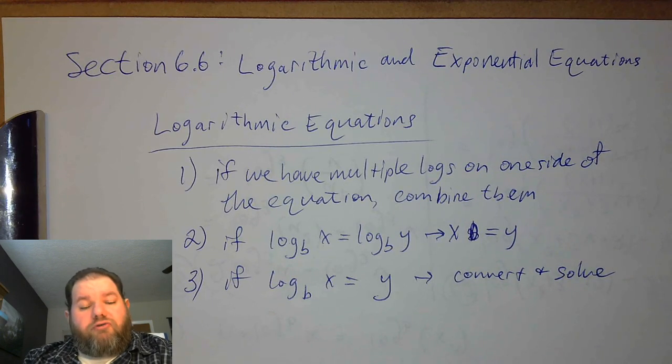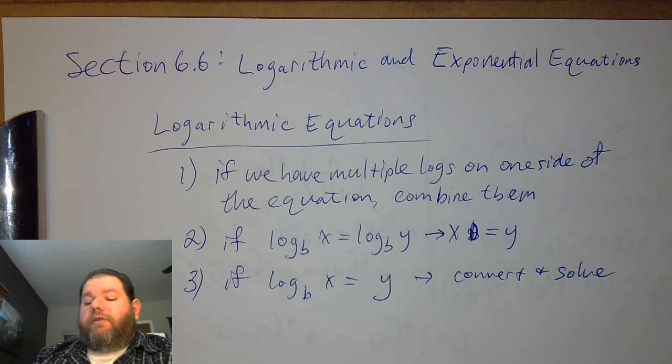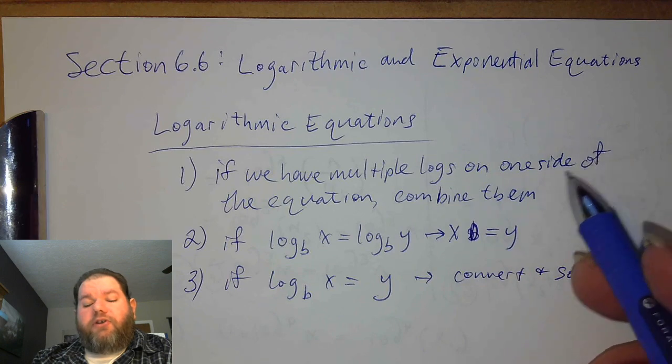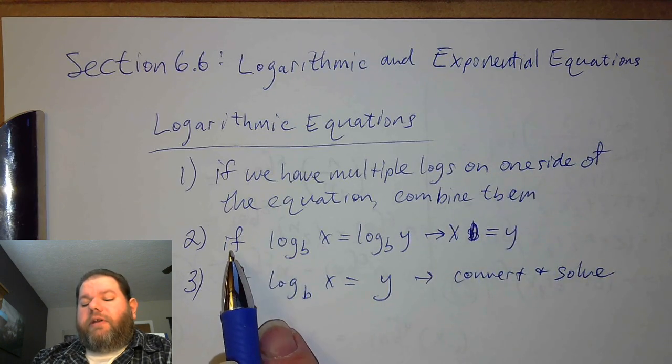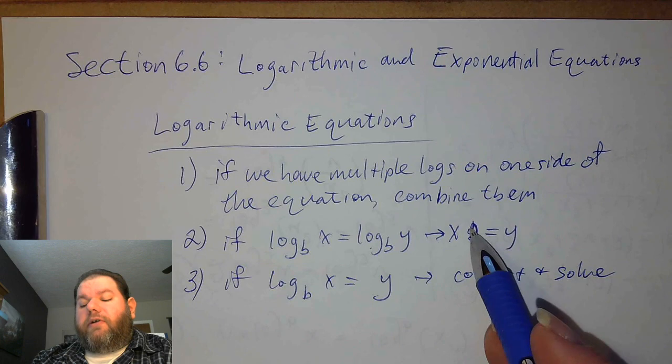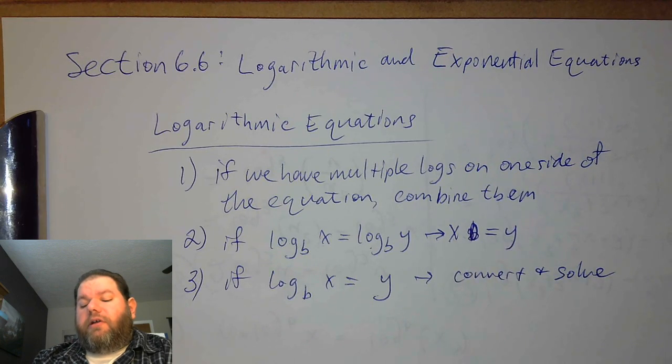So that's the general process that we use to solve these logarithmic equations. If we have multiple logs on one side of the equation, we combine them. If we then just have log equals log, then we set what's inside them equal to each other. And if log equals a constant, then we convert and solve.